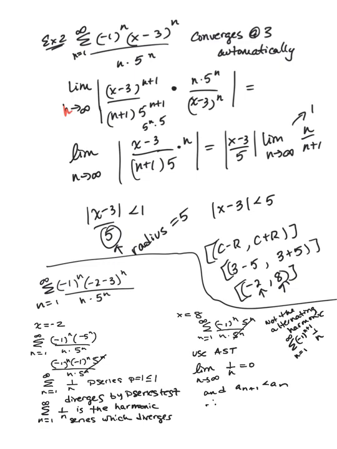Okay, so therefore, this series, n equals 1 to infinity, converges by the alternating series test. Okay, what does that mean for us? That means that the interval of convergence is -2 excluded to 8 included, because it converges at 8, but it diverges at 2.